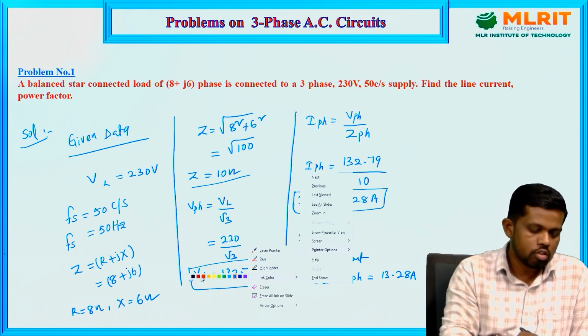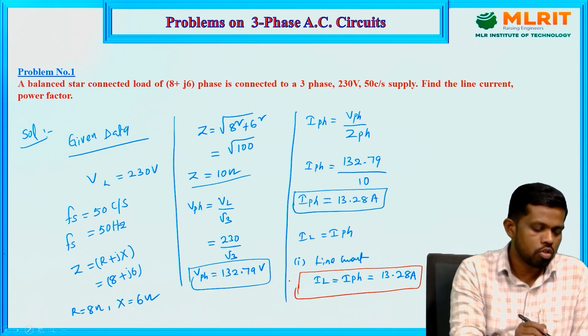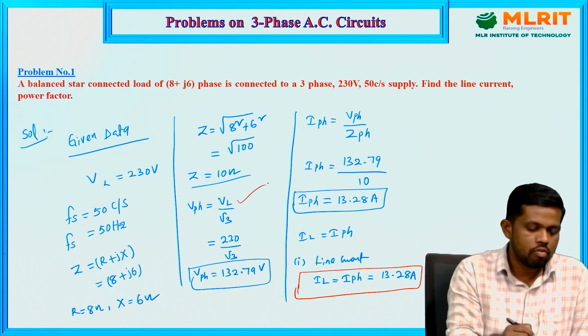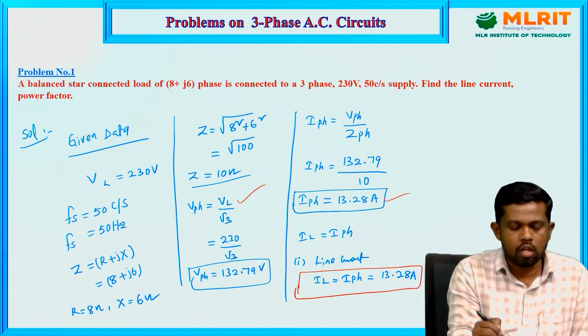So till now we have discussed the line voltage value first. Then the phase voltage and line voltage given in the question, then based on that we need to find the phase voltage. Then we got the I phase value, and based on that we will get the line current value.